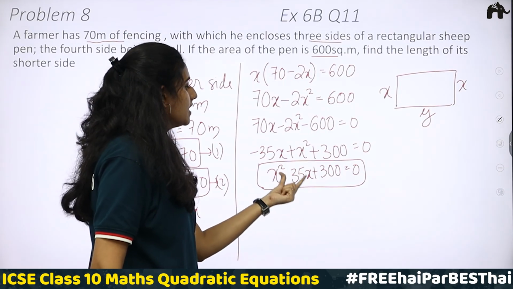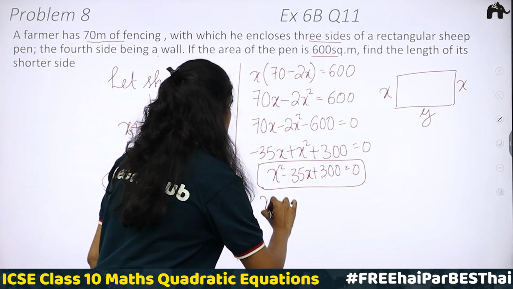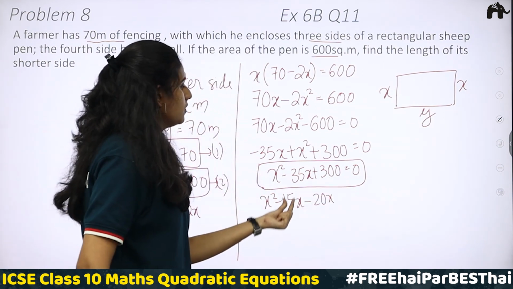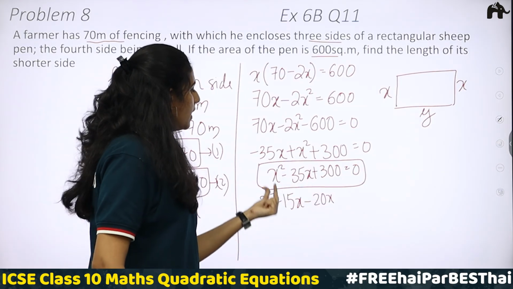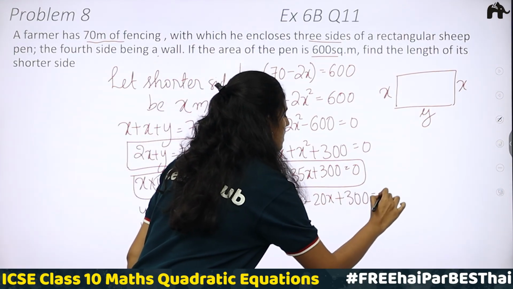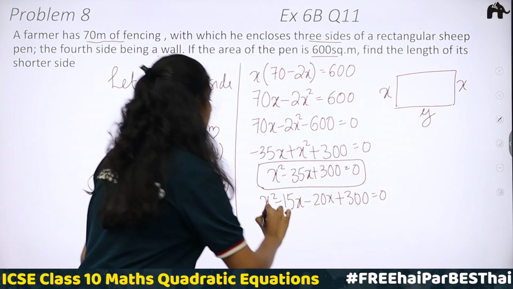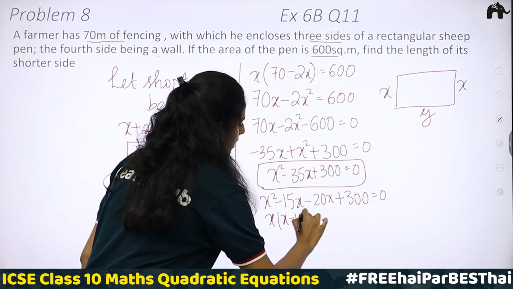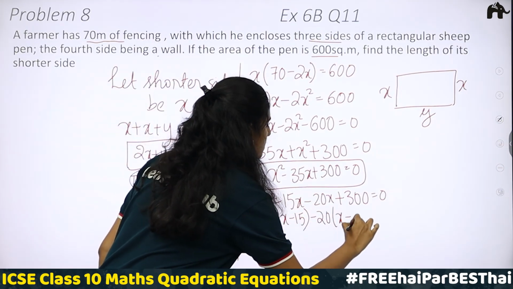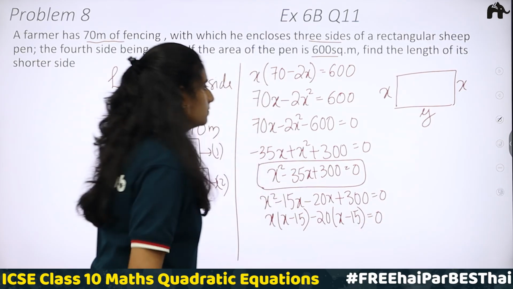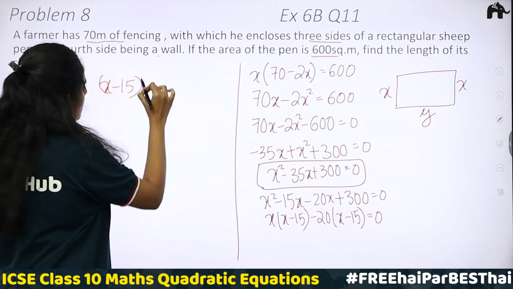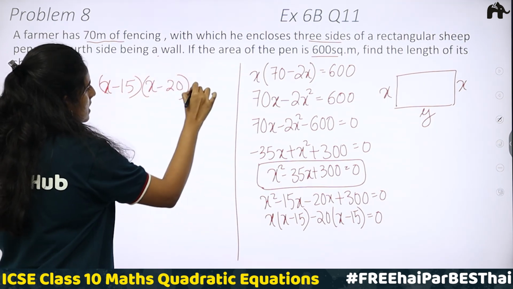Here the middle term is minus 35x. Minus 35x can be written as minus 15x minus 20x. Minus 15 into minus 20 is 300. Minus 15 minus 20 is minus 35. Plus 300 is equal to 0. Now taking common, x into x minus 15. From here, minus 20 is taken out, minus 20 into x minus 15. That is equal to 0. x minus 15 is common, x minus 15 into x minus 20 is equal to 0.